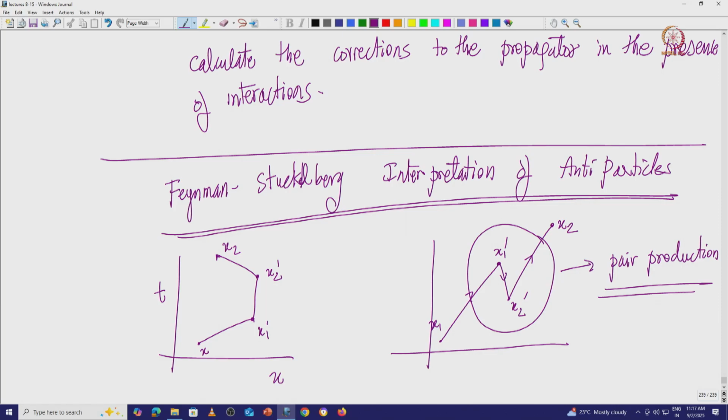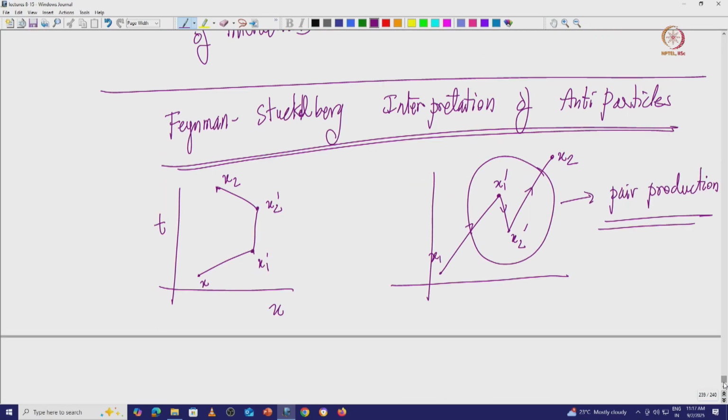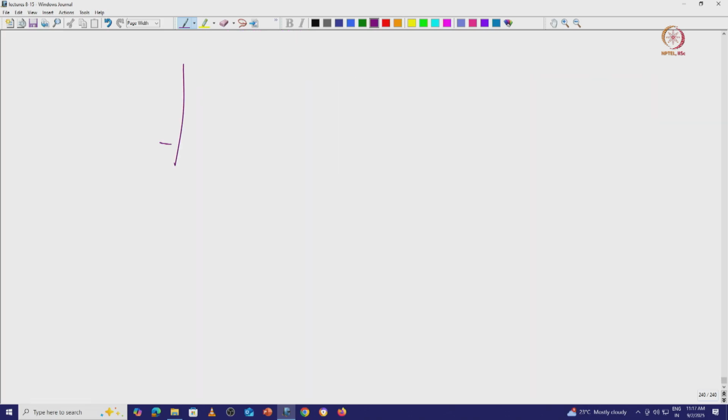Now this pair production is because if you plot it with a positron picture, this will be like x1 and x2 traveling backward in time essentially. Because this is x and t, if you zoom this one, this is like traveling x1 prime to x2 prime, traveling backward in time.